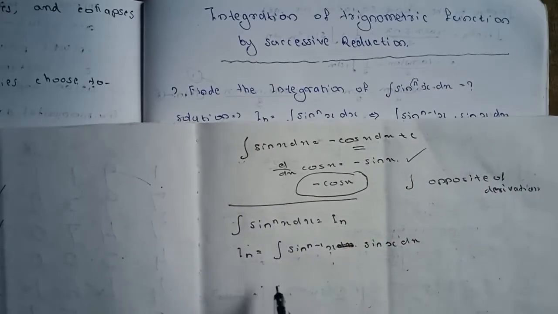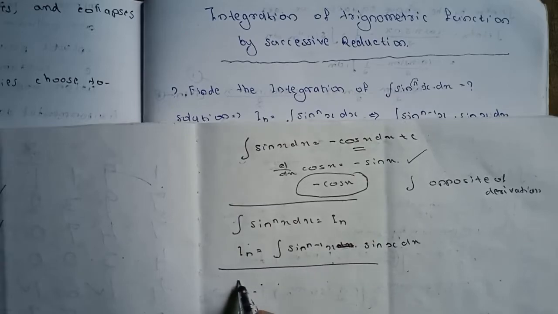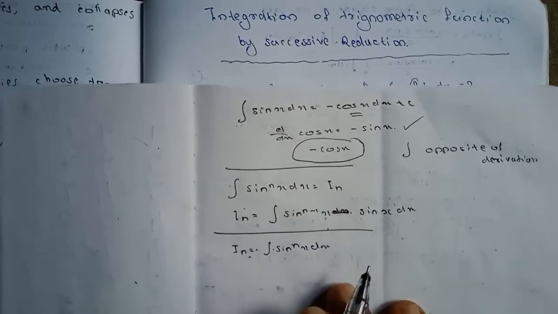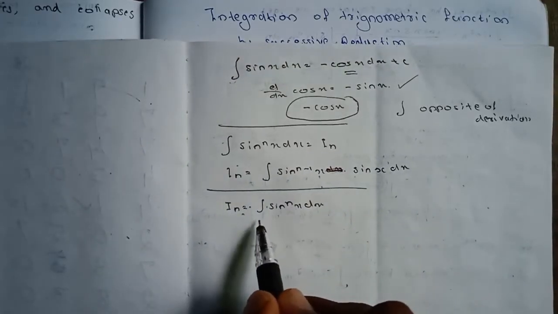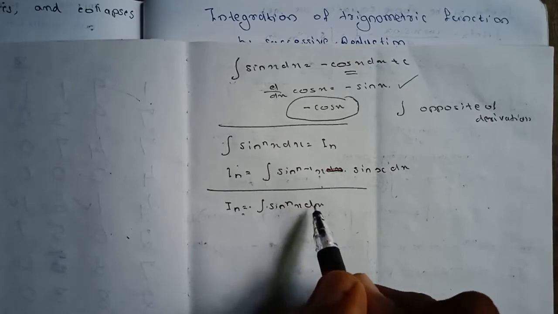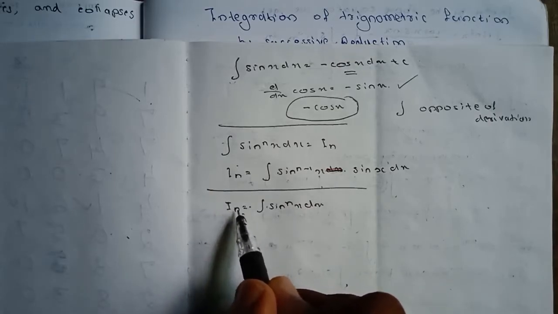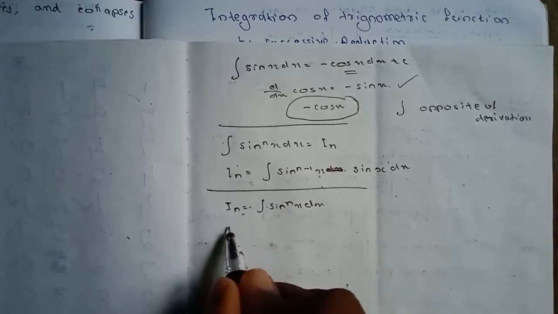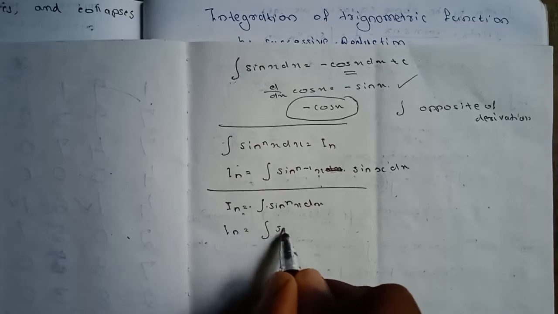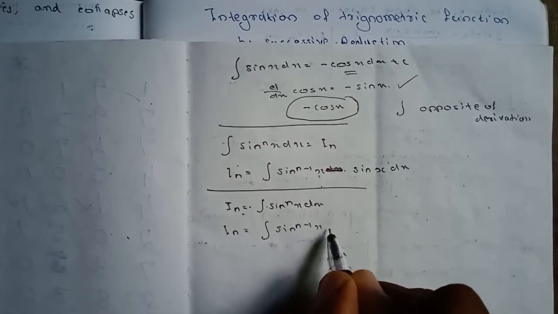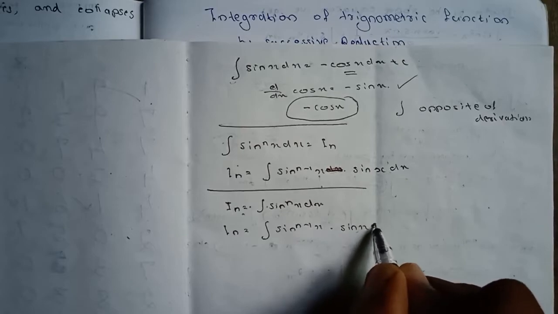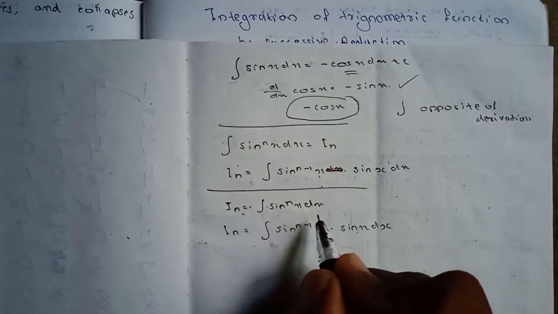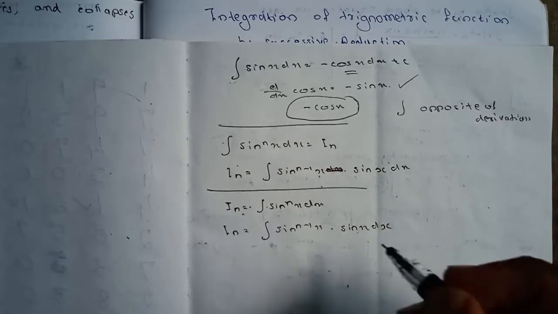First we want to find the solution for I_n, which is equal to the integral of sin^n x dx. Here we take sin^n x dx as I_n, where I means integration and n means the nth power of the sine function. So we put I_n equal to the integral of sin^(n-1) x into sin x dx. When solving this one, we get it as the previous one. If you have any doubt, please check it out.